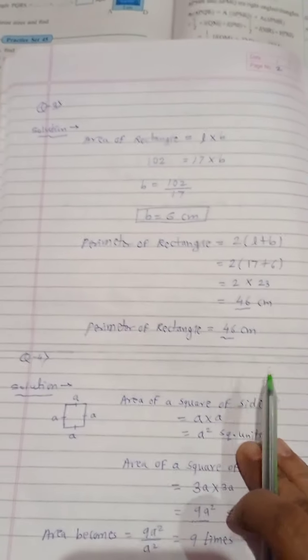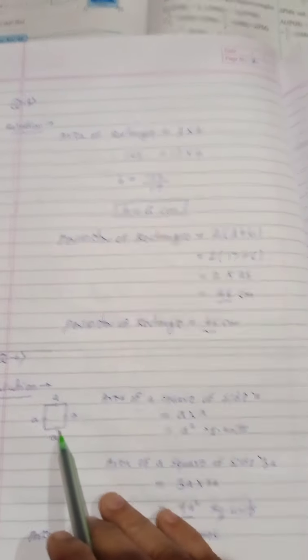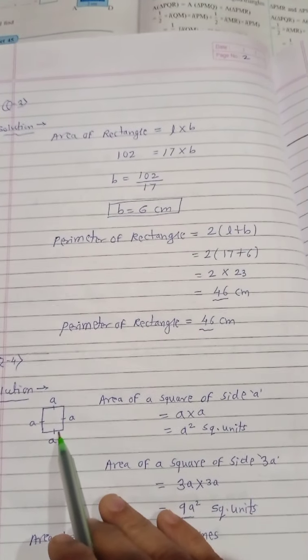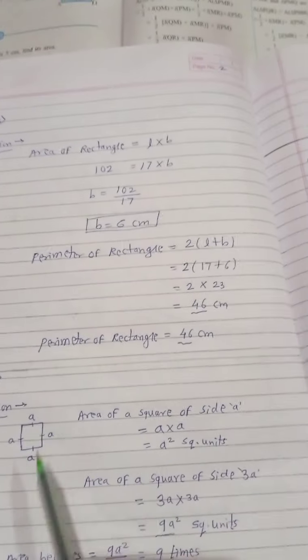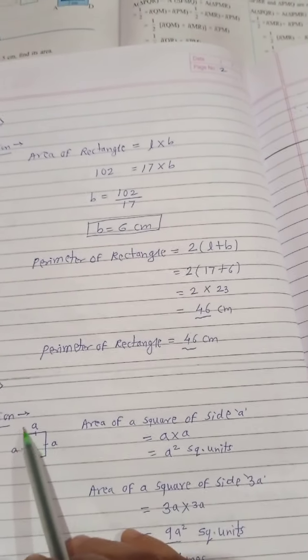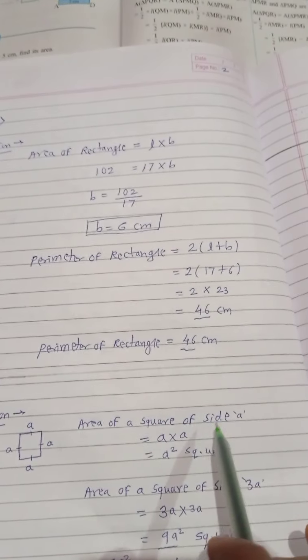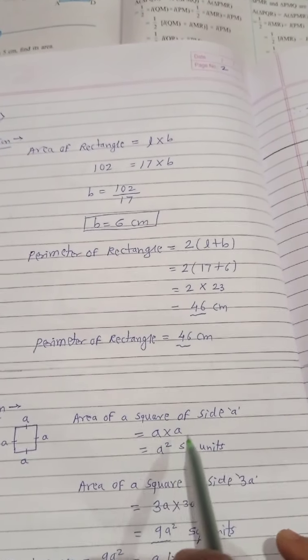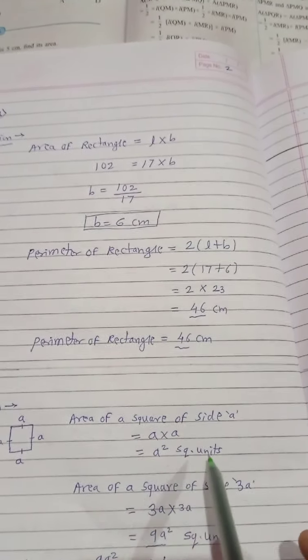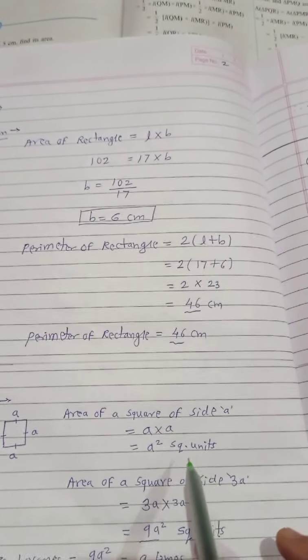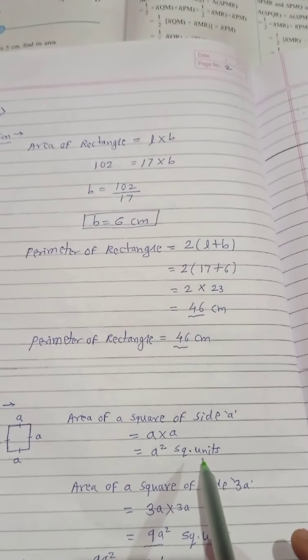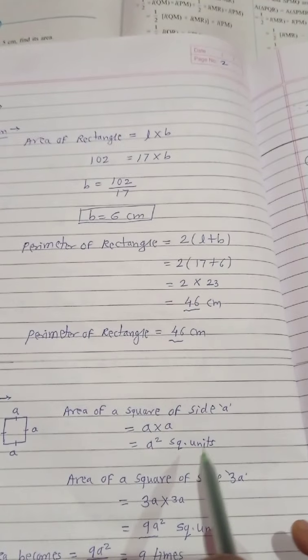See here, two squares are there. One square, if you consider its side to be A, this is the old square. If its side is A, then the area of that square of side A will be side into side, that means A square, in square units. Why have I written square units? Because they have not given any unit. In that case you can write square units.